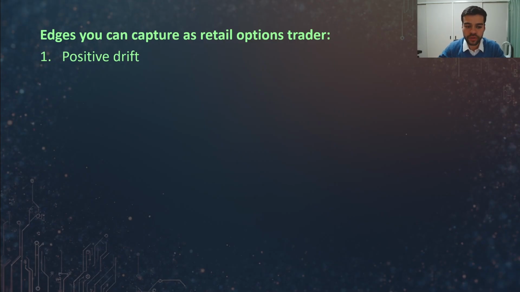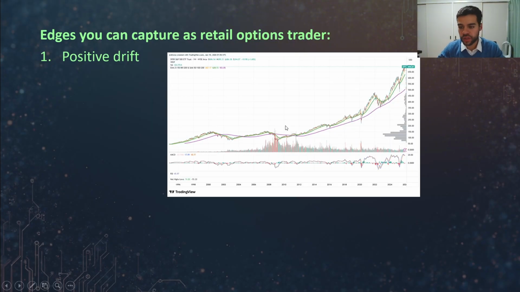The first one is positive drift. The market over the long run goes up. We can see here SPY, S&P 500, and we can see that over a long period of time, the market always keeps making higher highs.